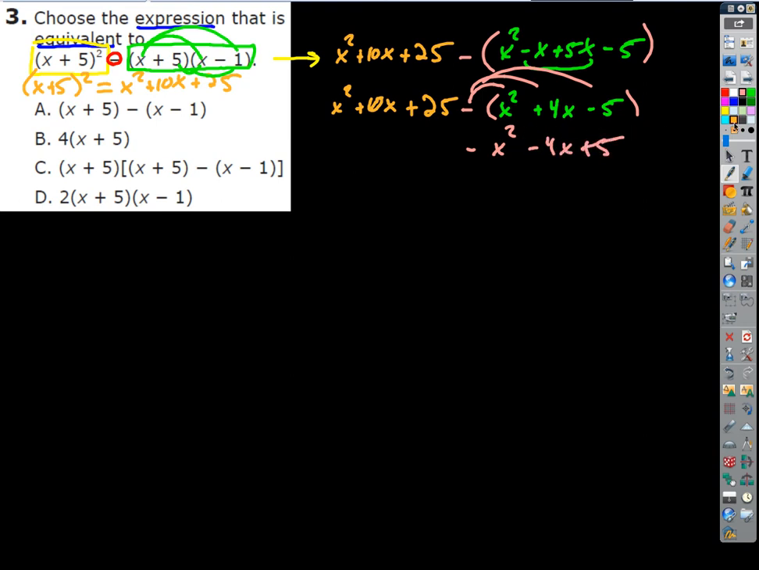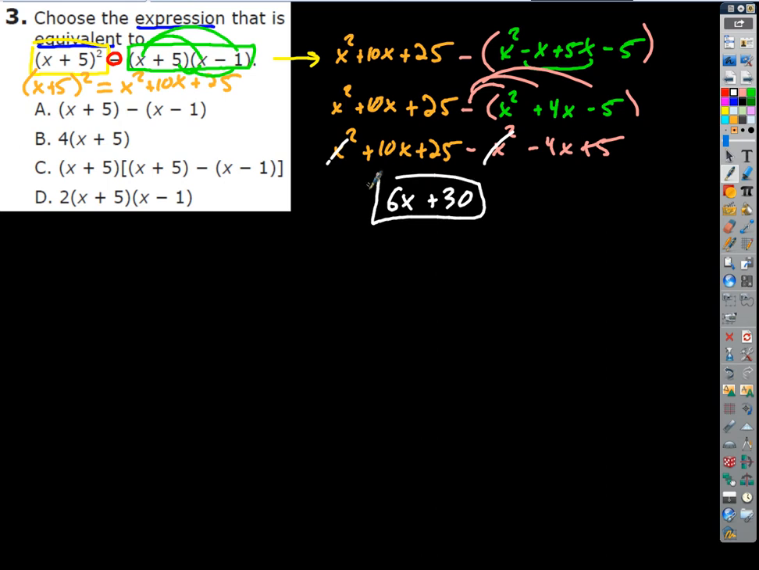Good. Okay, and then so we get x squared plus 10x plus 25, and if I combine all the like terms, well, look what happens. The x squareds are going to cancel, right? And I'm going to get 10x minus 4x is 6x, 25 minus, oh, I didn't distribute that, did I? Oh, 25, sorry, 25 plus 5 is plus 30. And so there's my answer, right?